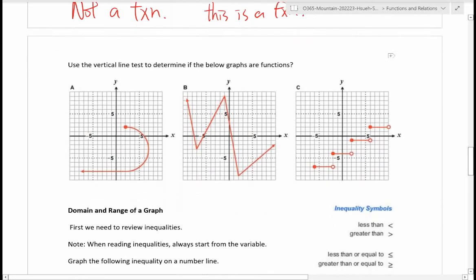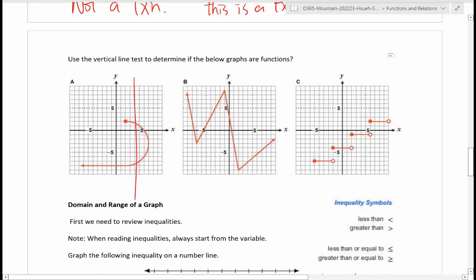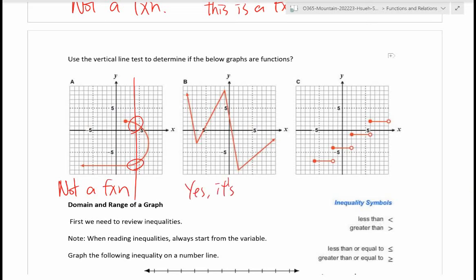Okay, part A clearly is not a function. You can see if I draw a vertical line down there, it goes through the graph twice. So not a function. Part B, yes, it's a function, because none of the vertical lines is going to cross the graph twice or more. Every single vertical line is going to only cross the graph once.